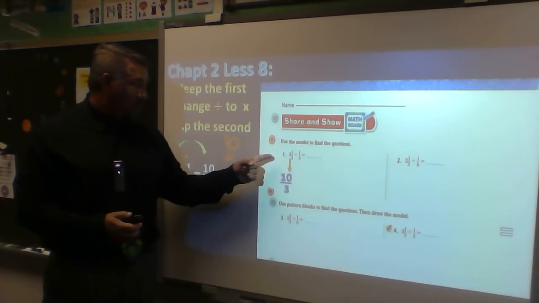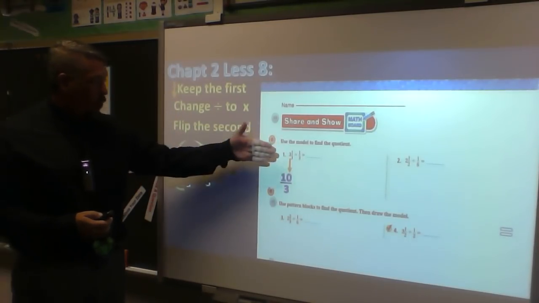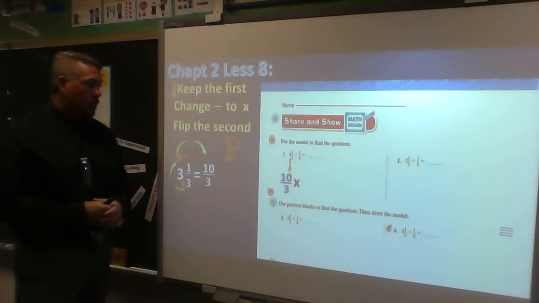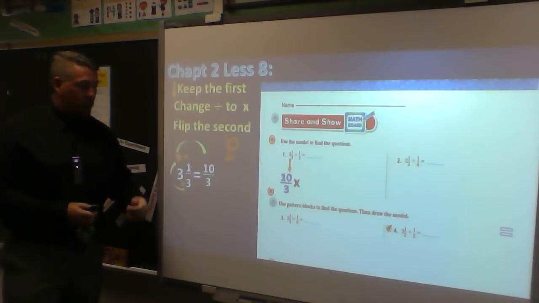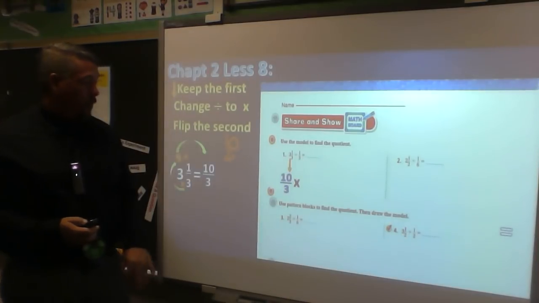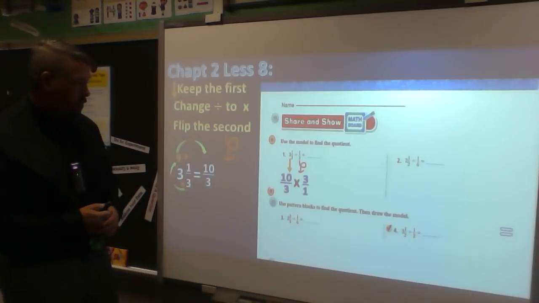Once I have 10/3, I'm going to keep it and I'm going to drop it down. Division becomes multiplication, and then I find that reciprocal, I flip the second fraction. So I have 1/3, and it simply becomes 3/1.